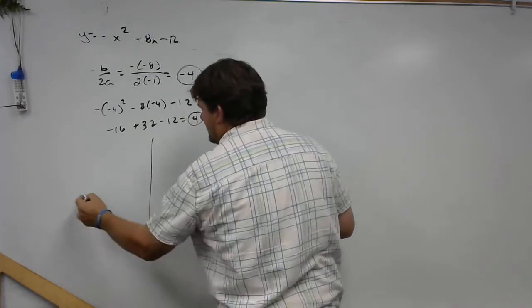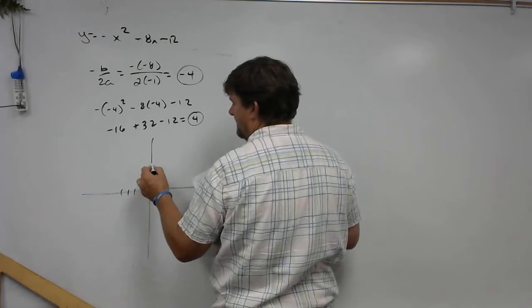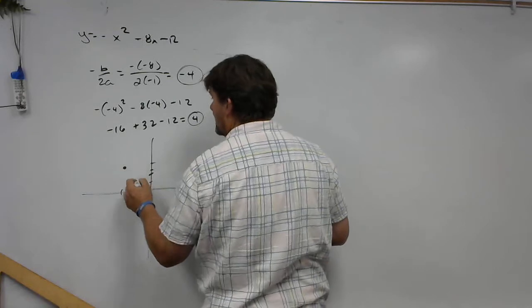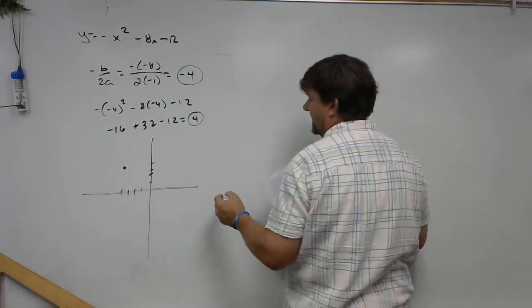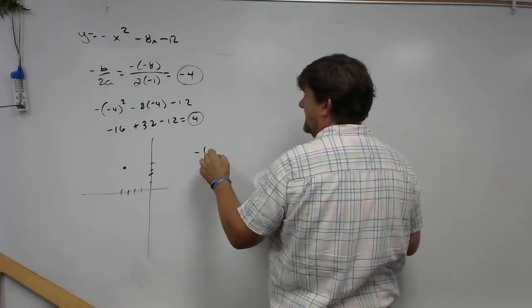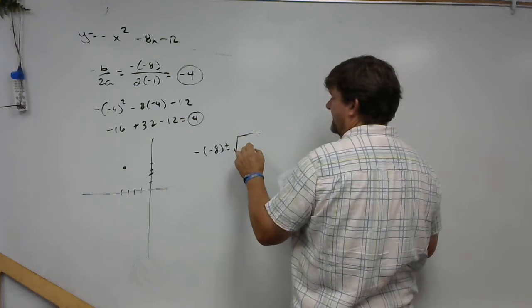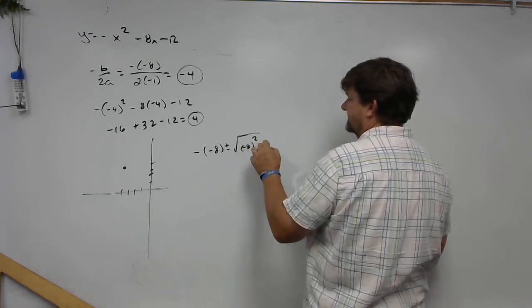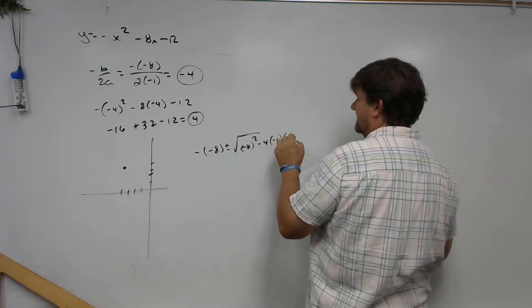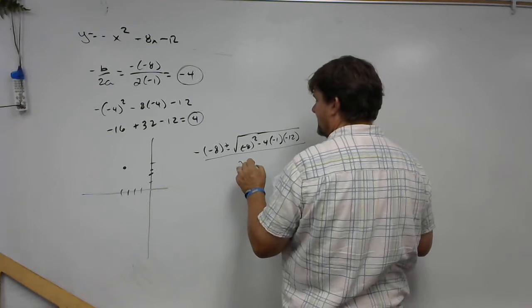So right now we have a point at negative 4 and 4, which is right here. And now I just got to do my quadratic formula. So I'm going to get negative b plus or minus the square root of negative 8 squared minus 4 times negative 1 times negative 12, all over 2 times negative 1.